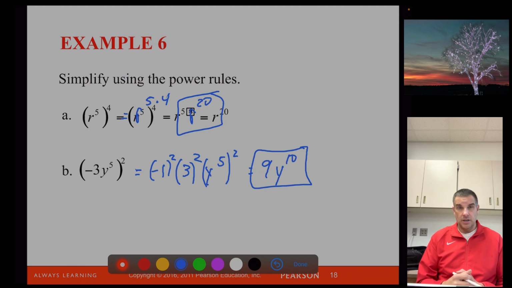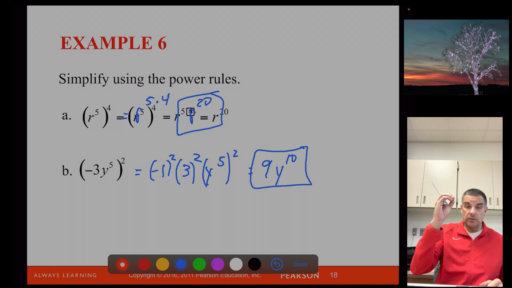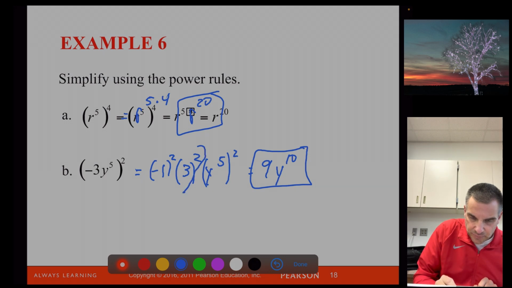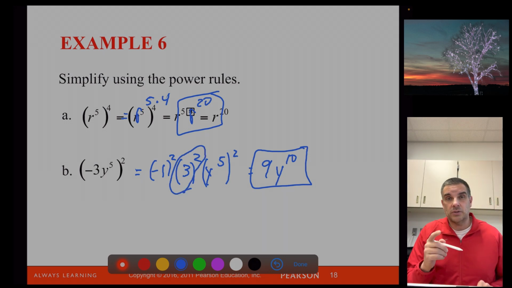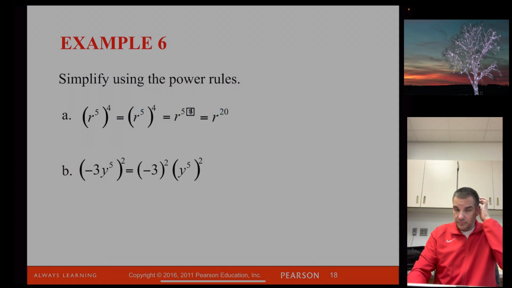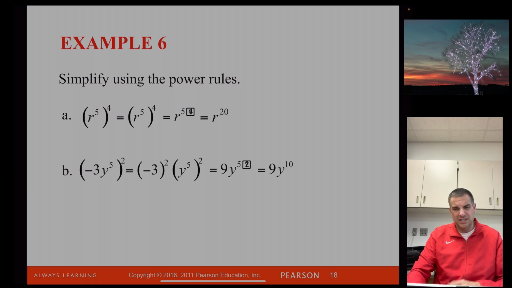There's your solution. Make sure you do whatever power that is to every one. And understand here, this is 3 squared. 3 squared is 3 times 3, and that's where we get the 9 from. Keep that in mind. Okay. They did it a little differently than I did. Same answer.